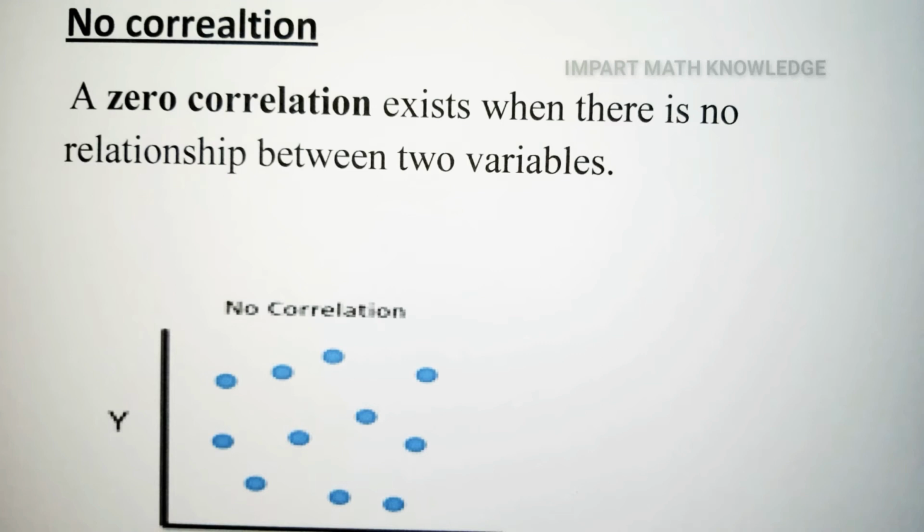Third one, no correlation. When there is no relationship between two variables, we call it zero correlation or no correlation. Example, there is no relationship between smoking habit and the level of intelligence.